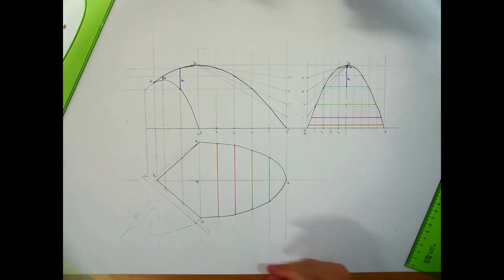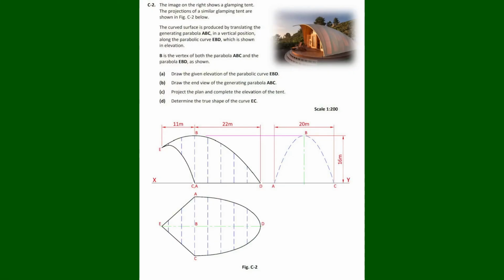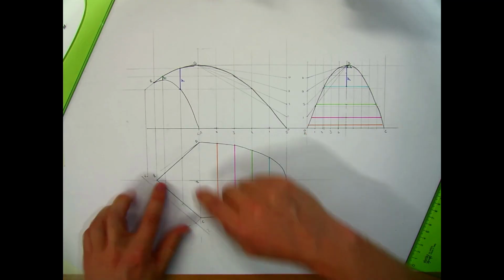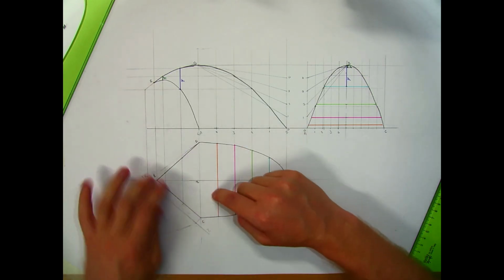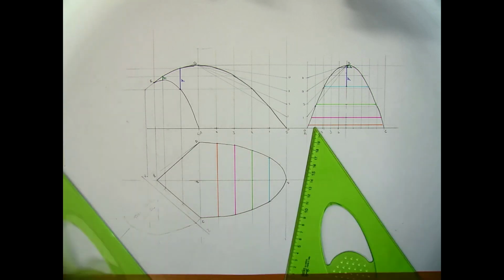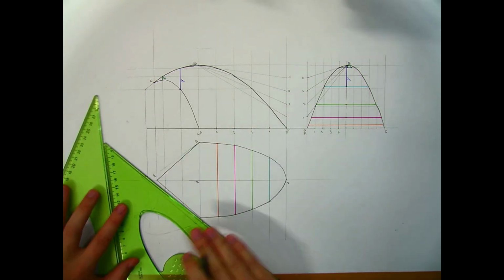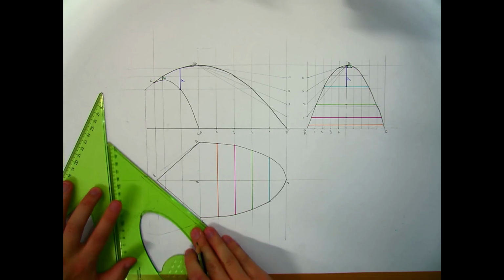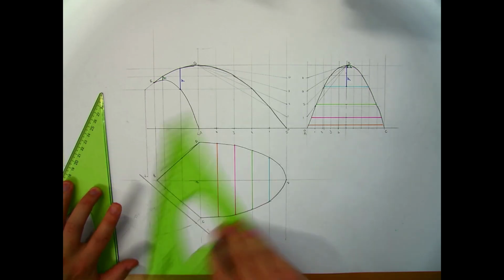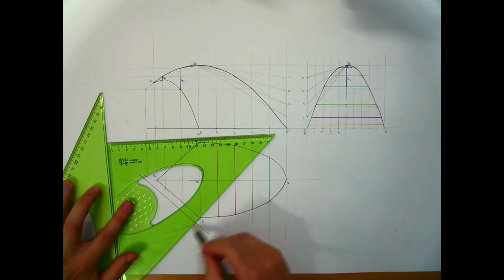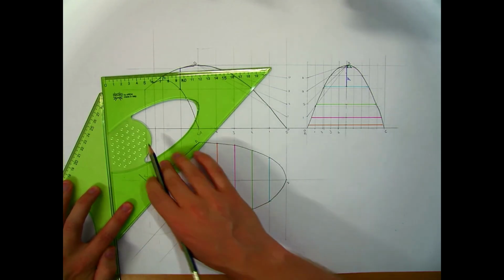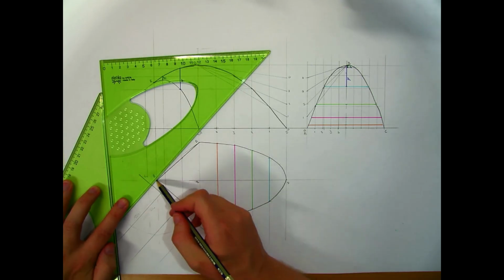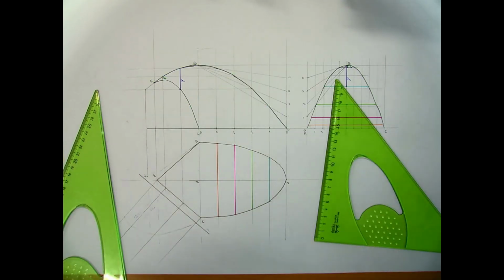So the final part of this part, D, is just to find the true shape of the curve EC. So there's two ways. You can rotate this view around here, project up all your points, so 1, 2, 3, 4, and project your heights across. I'm going to take an x1, y1 line here, so this is this one. Project each of the points out. And I'm going to measure the heights from the elevation.